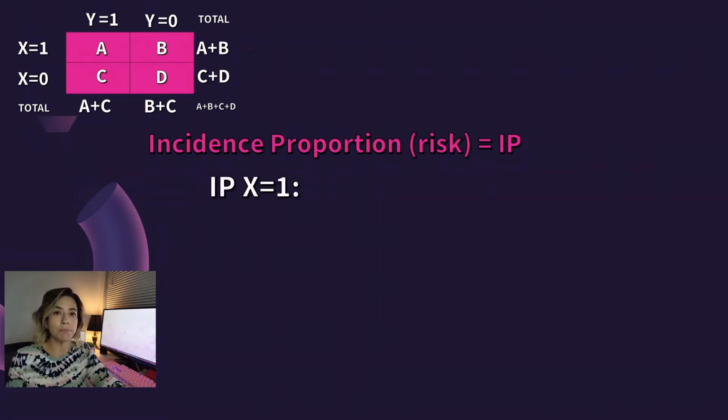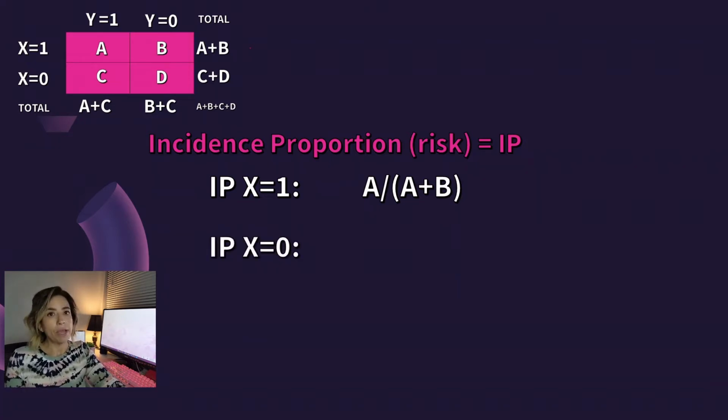When we look at incidence proportions, we can say that the incidence proportion for those that were exposed is equal to A divided by A plus B, or the total of the row of those exposed. The same way, when we look at incidence proportion for those that were not exposed, if we take the cell C and divide it by the total of that row, which is the total of those non-exposed, then we get the incidence proportion for those non-exposed.